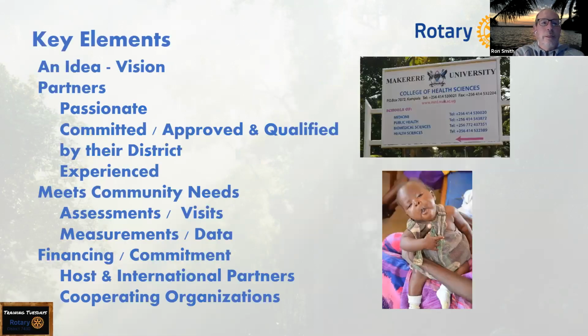Next slide. The key elements of any international project, and especially when you're at the global grant level, is to have a really strong idea and vision about what potentially you could do in an area. You have to have partners. You're not going to do it by yourself. In fact, you have to have a host partner. But many, many times there's other partners, whether it's Drexel University, whether it's Mediators Without Borders, whether it's some organization in the host country that is participating in the project.